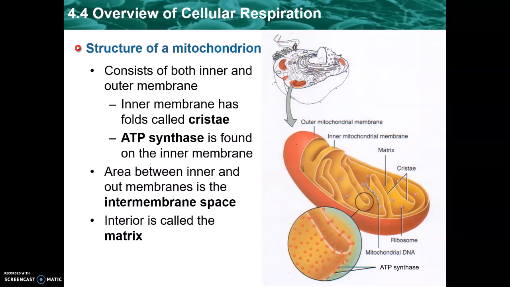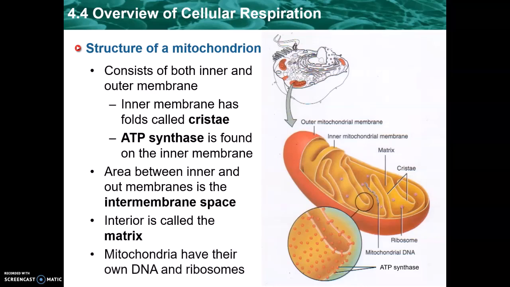The interior part, so inside of that inner membrane, is a fluid. Just like in a chloroplast, we called the inner fluid the stroma. Well, in a mitochondrion, we call it the matrix or the mitochondrial matrix. And again, it's that interior fluid. It's a jelly-like fluid, kind of like the cytoplasm of a cell.